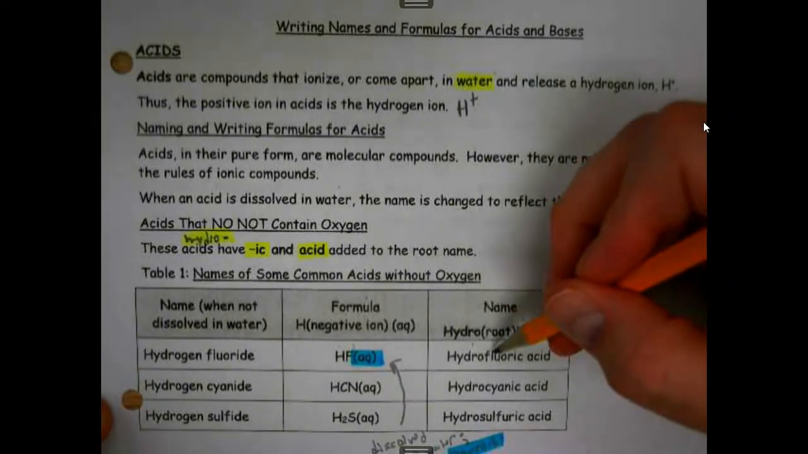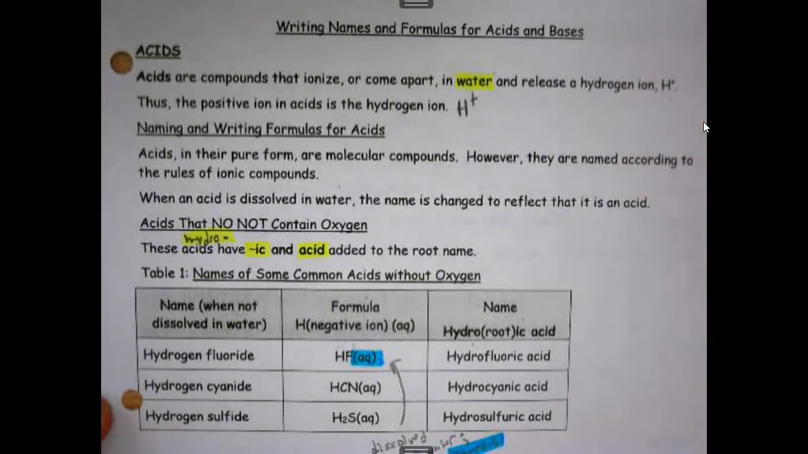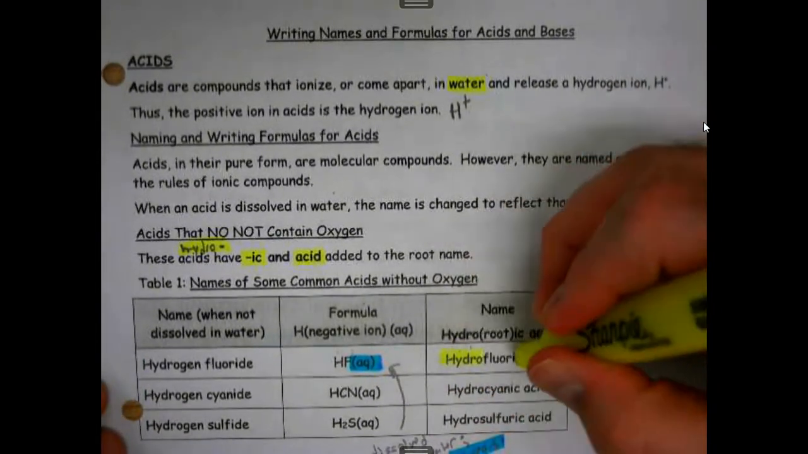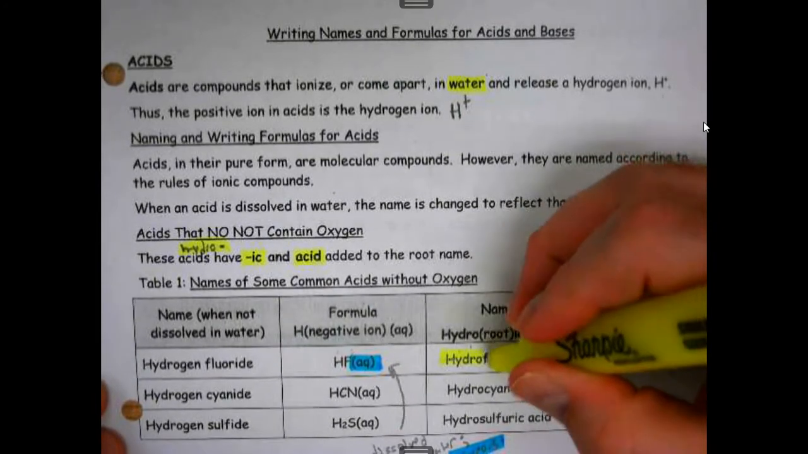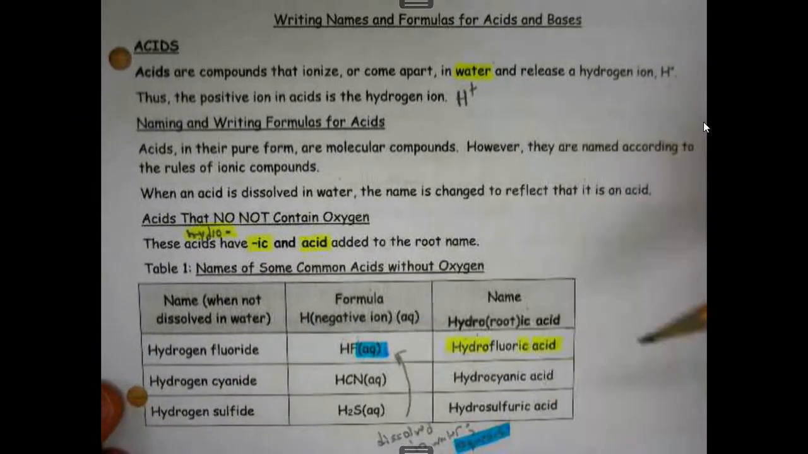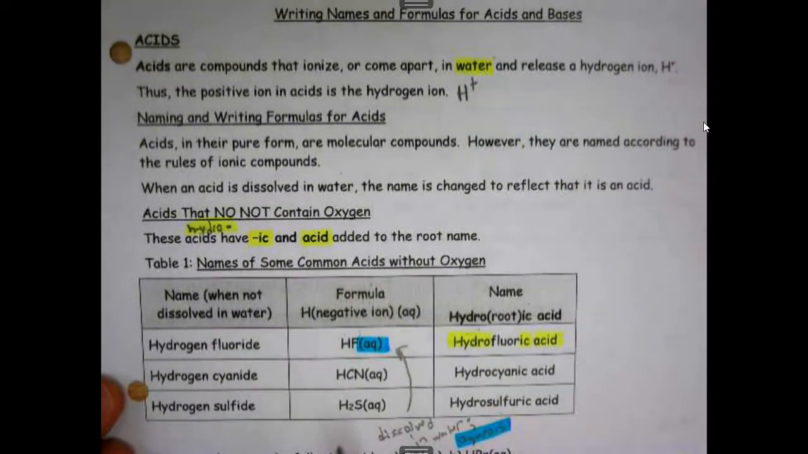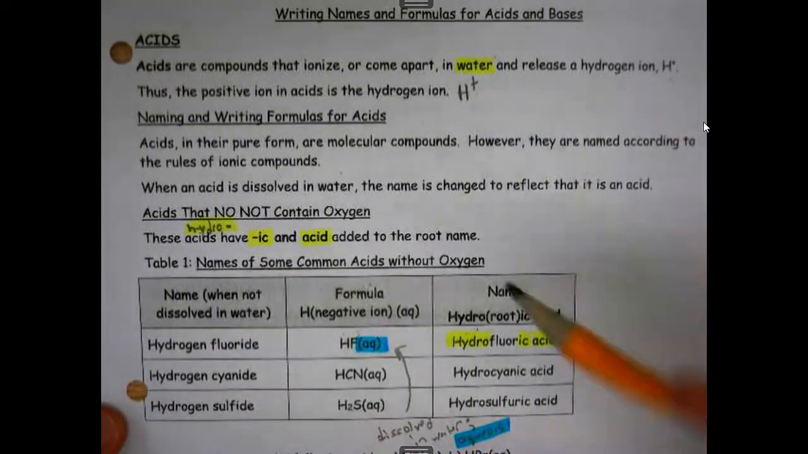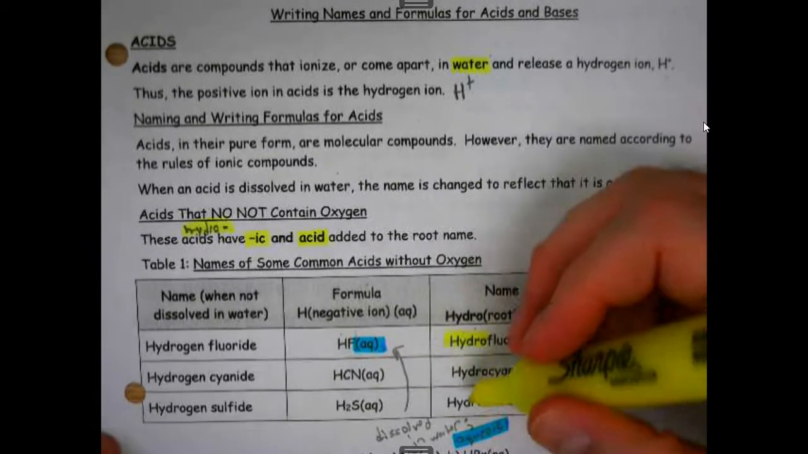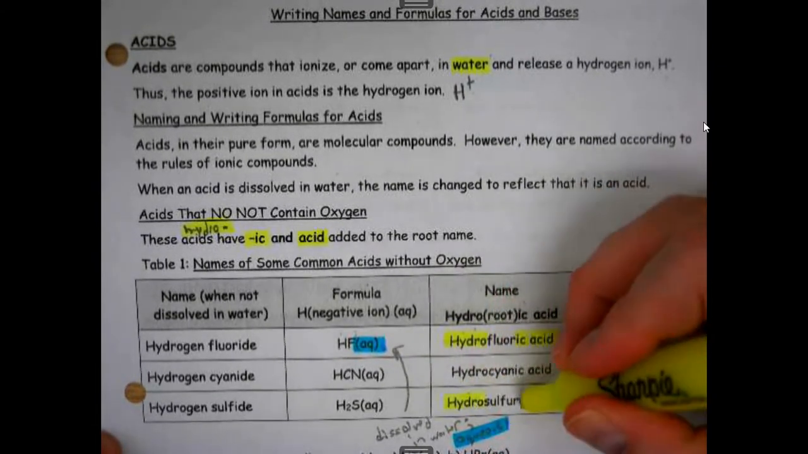So hydrofluoric acid. And those are the parts that we mentioned before, right? So there's the hydro, there's the ic, and then the acid. And this is whatever the element is in the middle there. In this case, it's fluorine, hydrofluoric acid. If it was sulfur, it would be hydrosulfuric acid. But again, it's the same change. The only difference is that the element has changed in there as well.